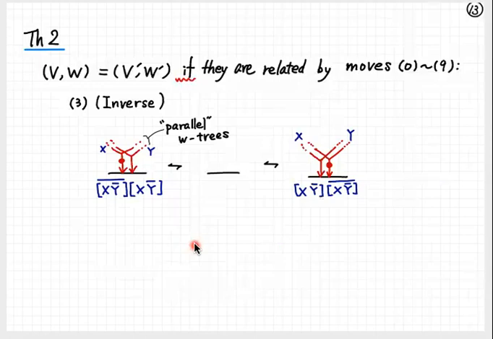Okay. Now move three, it is called inverse. Here these are parallel double trees, but the numbers of dots in the head parts are different. Then these double trees can be canceled. This is also the same move. So parallel, but the numbers of dots are different, then they cancel.